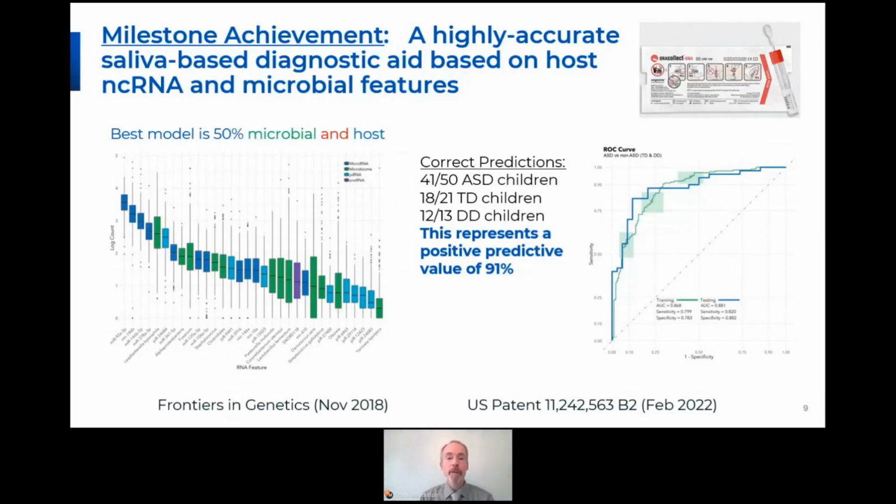And you can see in the upper right the collection device that was used for this large multi-year, multi-site study. It was actually the DNA Genotek oral swab that performed so well. So again, I want to emphasize that this performance was achieved in a holdout set that was not used to train the diagnostic model. I'd also point out that the best model that we were able to derive from the next-gen sequencing of the oral content ends up being about half microbiome content and half human non-coding RNA.